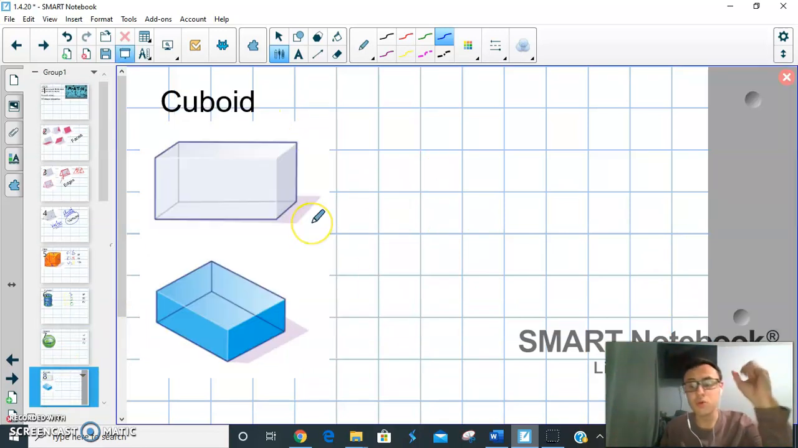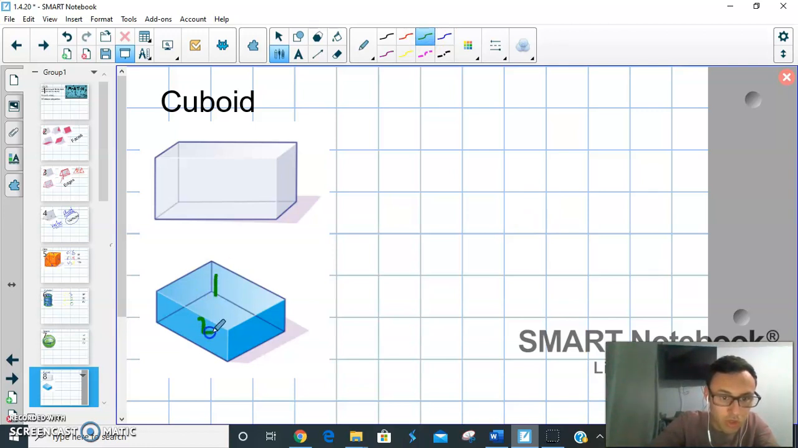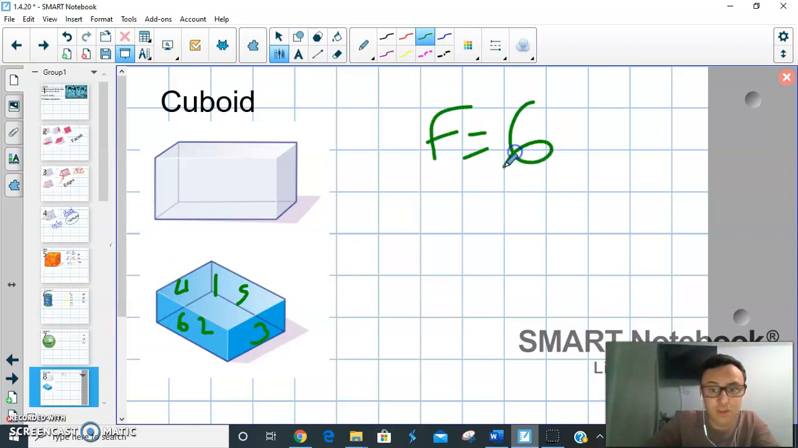A cuboid then. Cuboids are rectangles or oblongs joined together. So if I try and count this one, then it's probably easier to do this one. How many faces do we have? Well, there's one on the top, one on the bottom. That's 2, these long ones. There's one there on the side, 4 on the side. We've got this one here on the edge, that one there is the 6th. So it has 6 faces.